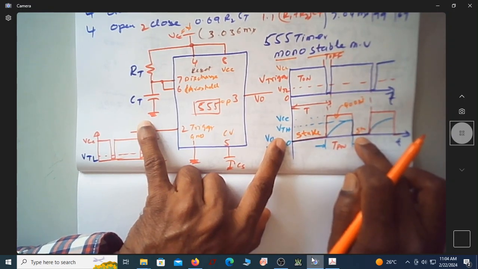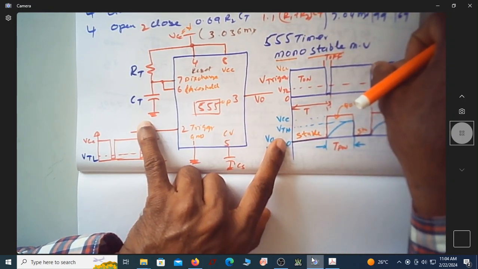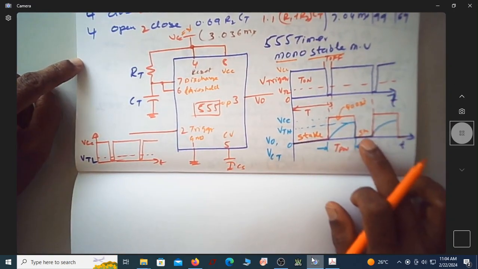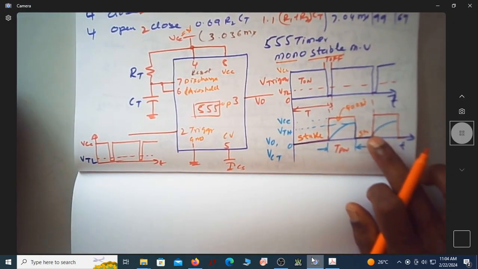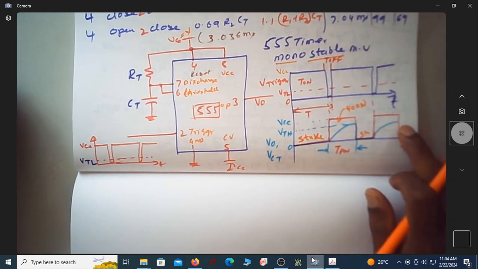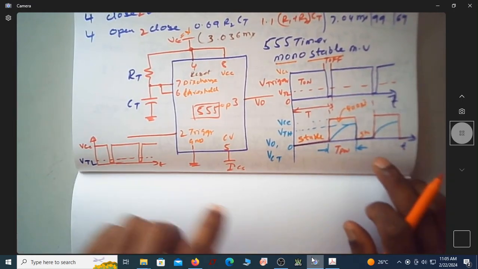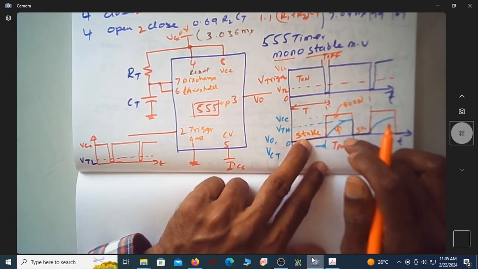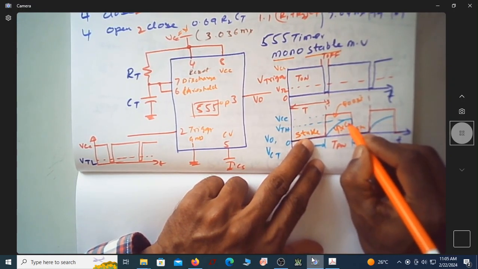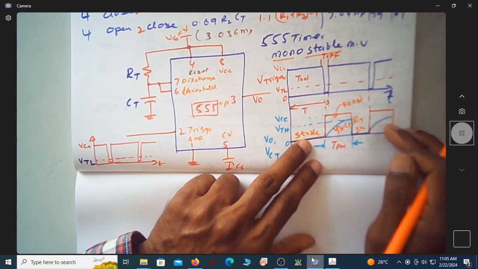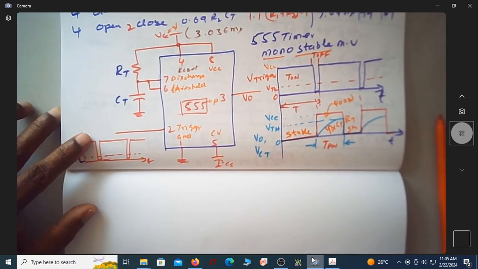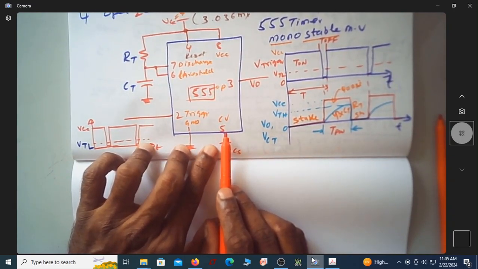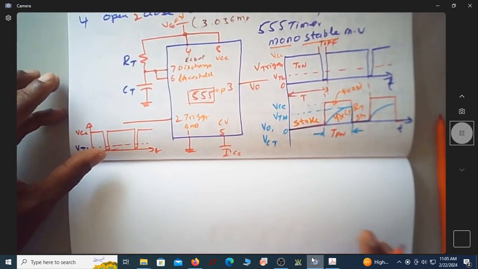It will be in the stable state until you apply a trigger signal which is less than VTL. If you are not applying any trigger signal, then the output remains in the stable state. Again the capacitor charges from 0 to VTH, and once it reaches VTH, this pulse width ends. This is your pulse width, which depends on the time constant of the charging capacitor, which is proportional to the CT value and the RT value. RT and CT are nothing but the timing resistor and timing capacitor. This CS is a stabilizing capacitor which will hold the voltage at pin number 5 at 2/3 VCC.